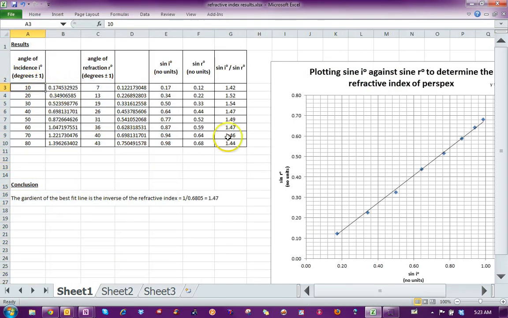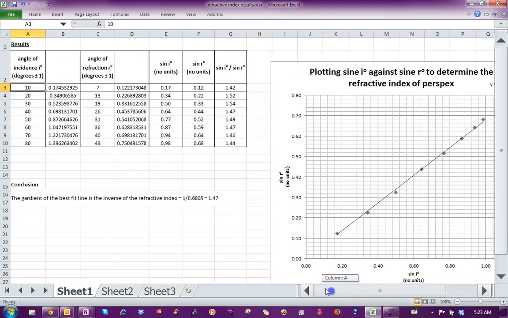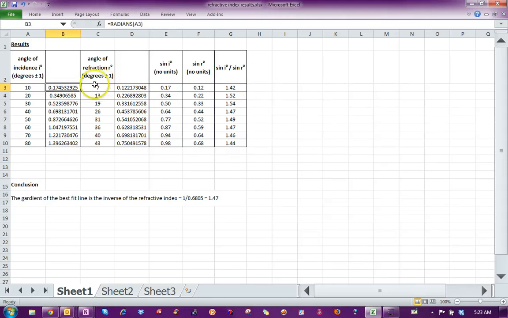And if you see, this is some sample data from a student. I really shouldn't be showing you this because this is a completed graph as well, but if you have a look at it very quickly, then I shall delete it.